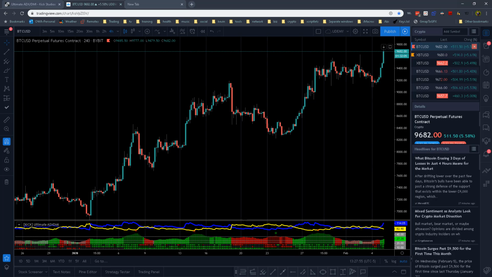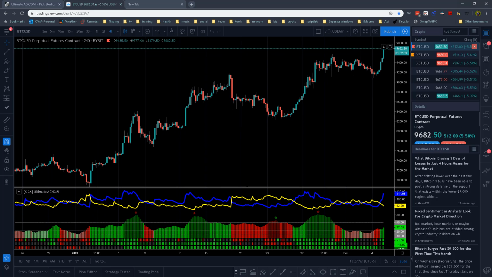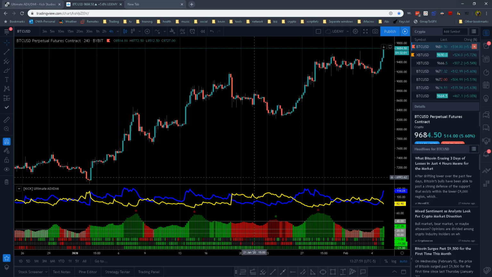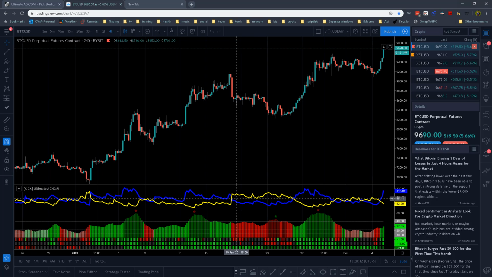I'm going to make it a little bigger just so that in this video you can see it. But the main thing that I focused on when we created this particular indicator is we wanted to show the most information possible in the smallest amount of space. I'll show you later how you can turn on and off some of the different parts of this indicator.